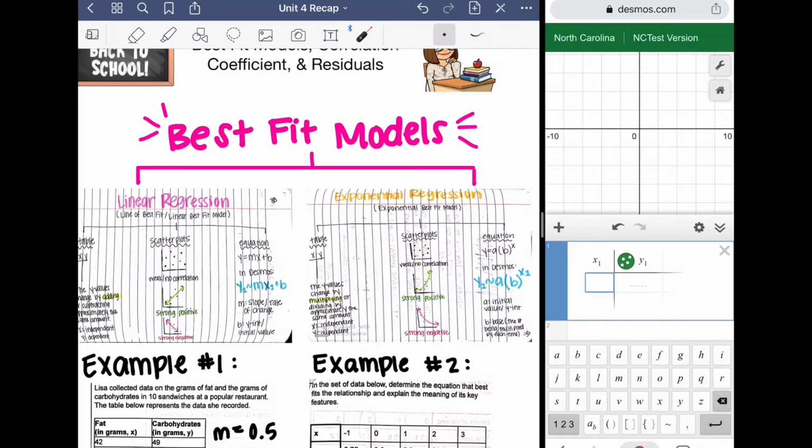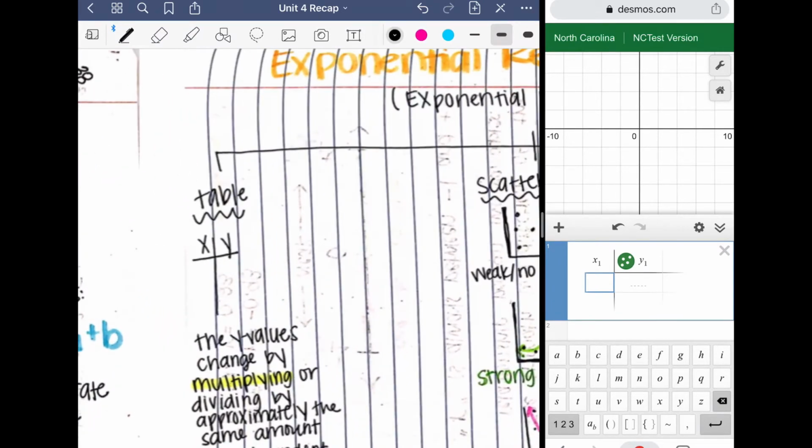So I'm going to take you back to the table. If your y values, for example, let's say your y values are 3 and then 6, 12.